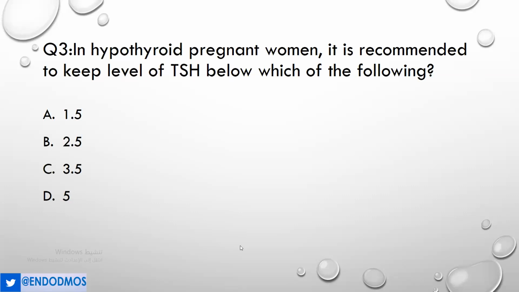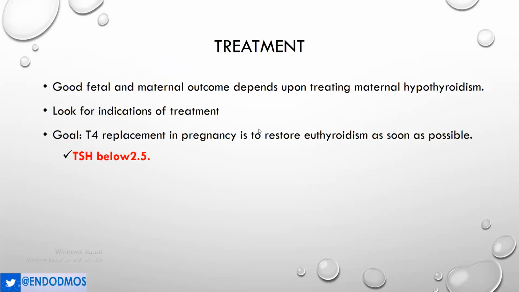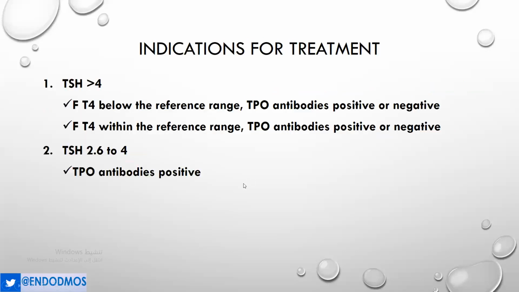Excellent. B, 2.5. Yes, this is the correct answer. TSH below 2.5 is our goal for replacement in patients with hypothyroidism during pregnancy. Good fetal and maternal outcome depends upon treating maternal hypothyroidism. Looking for the indication of treatment is our approach. What are the indications for treatment?